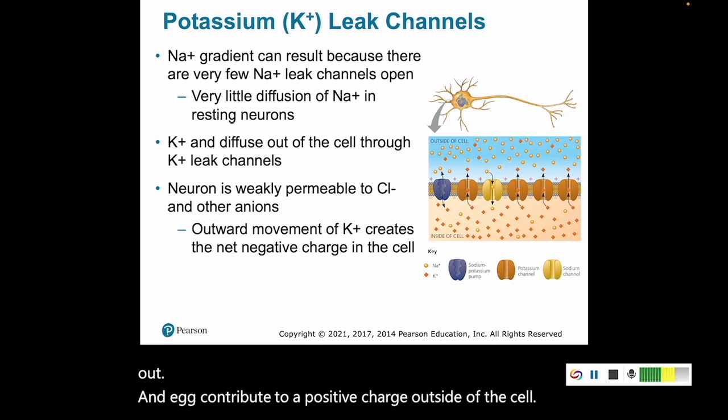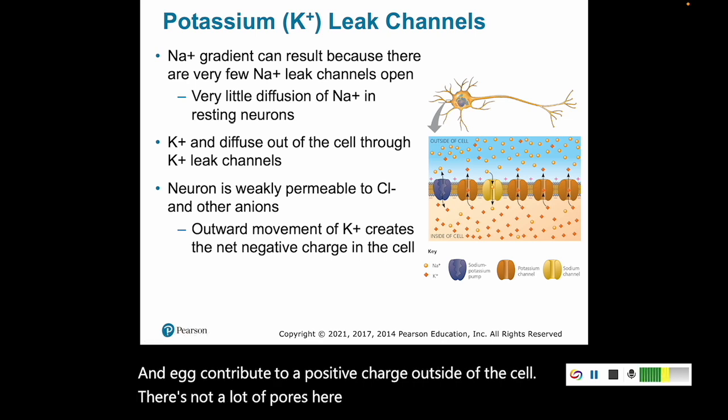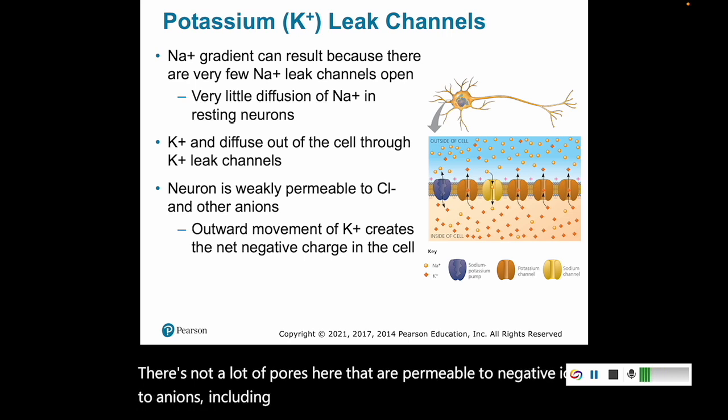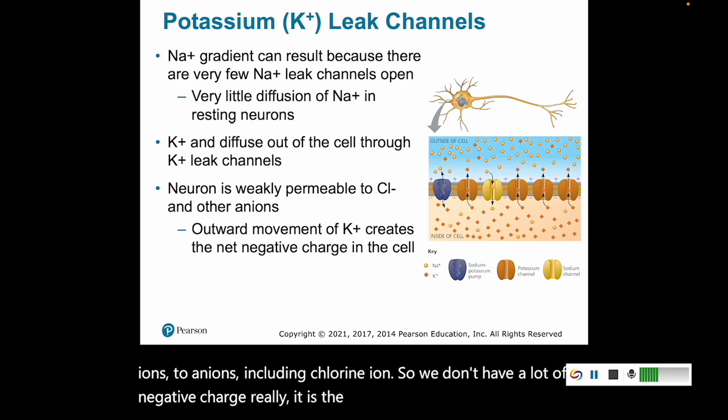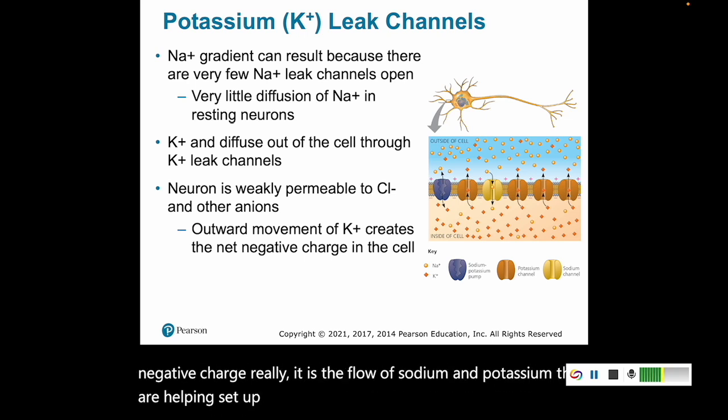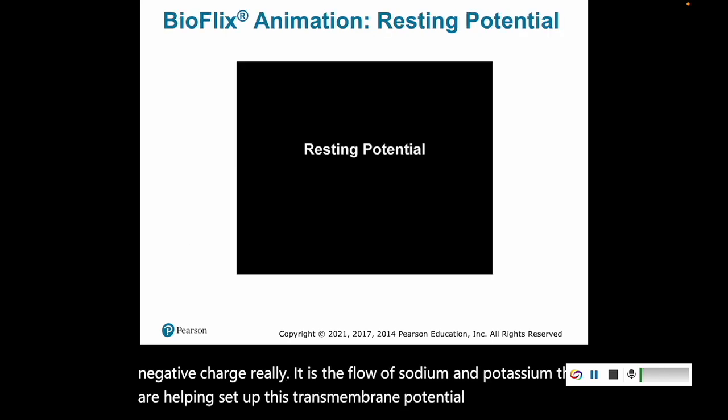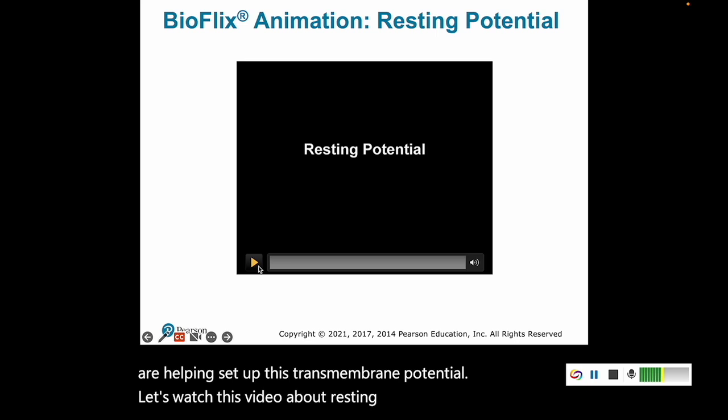There's not a lot of pores here that are permeable to negative ions, to anions, including chloride ion. So we don't have a lot of negative charge. Really, it is the flow of sodium and potassium that are helping set up this transmembrane potential. Let's watch this video about resting potential from Bioflix.